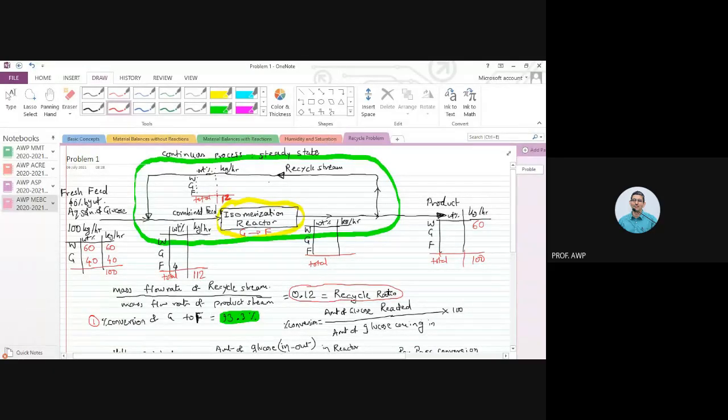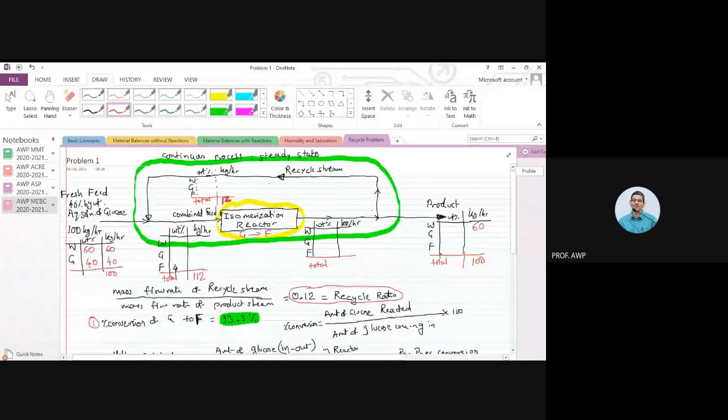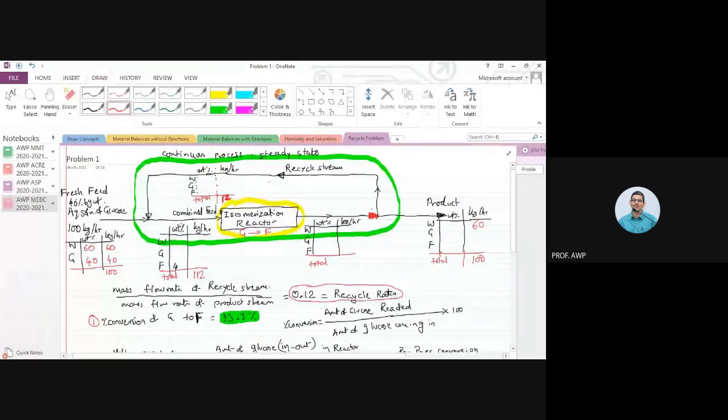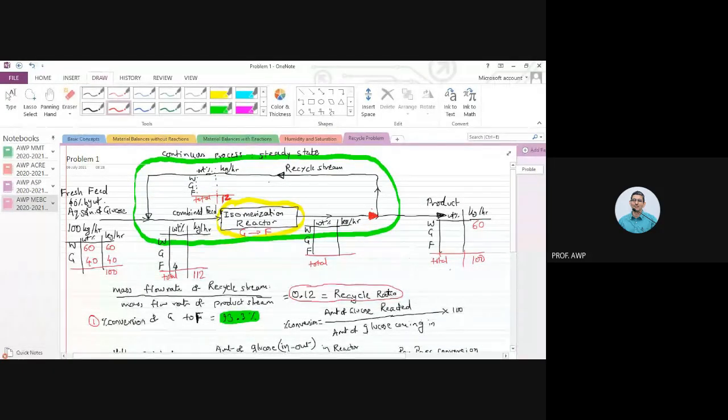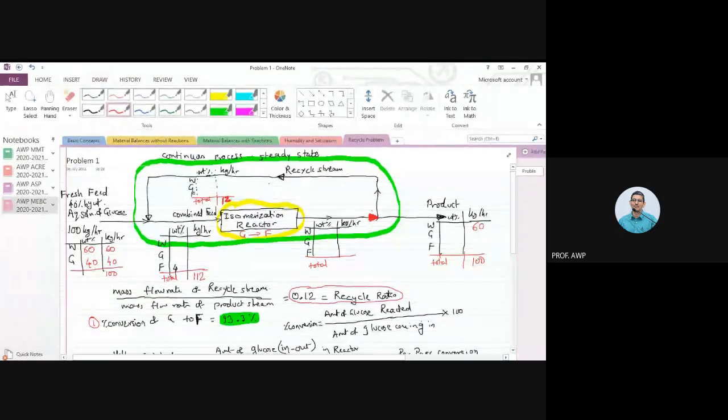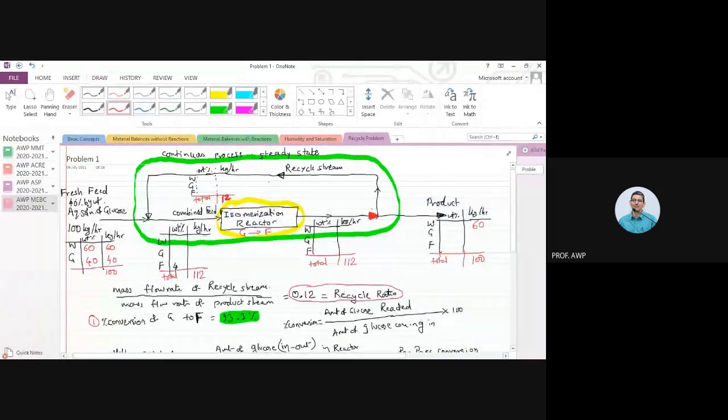Now go the other way around. The stream leaving the reactor is split into two streams, one product stream and one recycle stream. Recycle stream is 12 kgs per hour, product stream is 100 kgs per hour. So the stream leaving the reactor must be 112 kgs per hour. Okay.